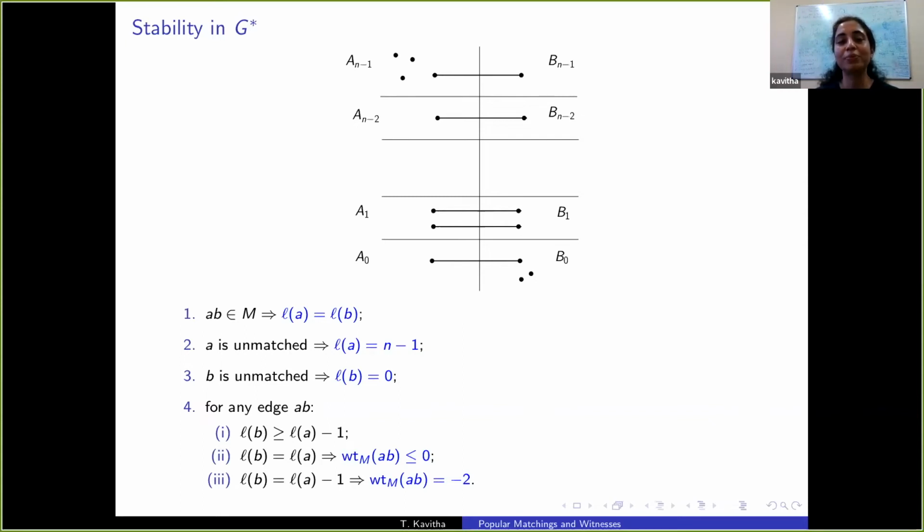So this is what it means for a matching M and a level function L to satisfy stability in G star. So we want to claim that given any popular maximum matching, so we're given a matching M, and we're also told it's a popular maximum matching, I can actually construct such a level function so that all these properties are satisfied by that function L. That's our claim.